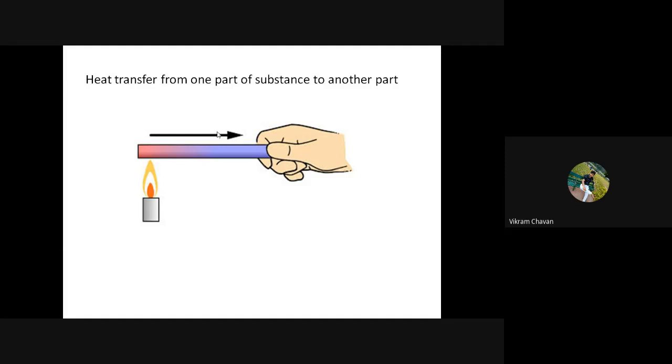And always remember one thing, that heat always transfers from a high temperature region to a low temperature region. This is the basic thing of heat transfer. Okay, shall we move ahead to the next point?